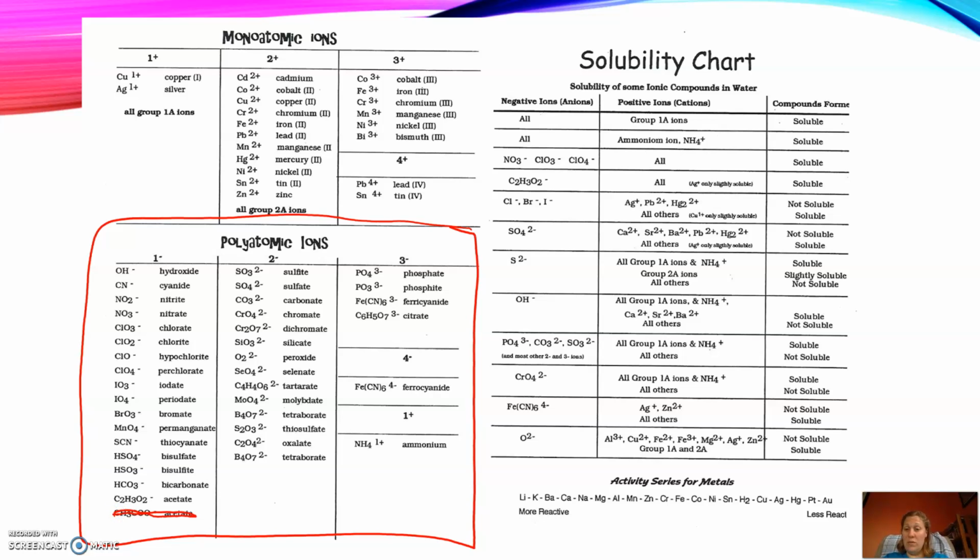And actually, the ones that we're going to use all the time: nitrate, biphosphate, sulfate, carbonate. Those are the most common. Those are what most chemicals are made out of. I guess there's probably a couple more, but we do use hydroxide a lot.